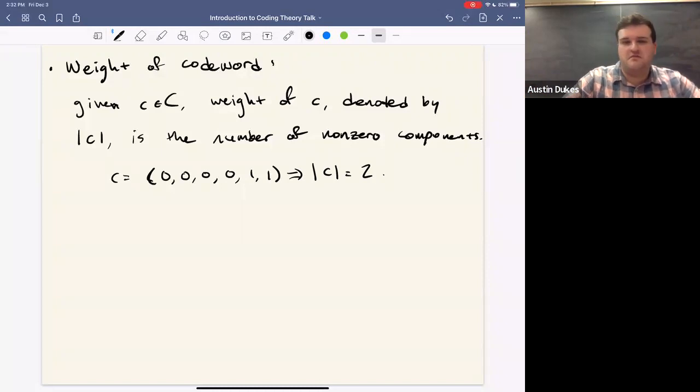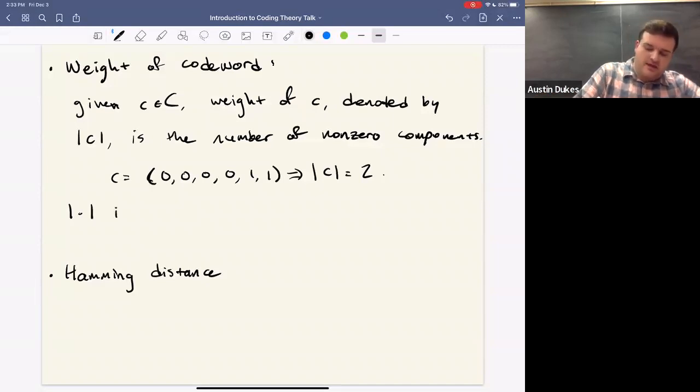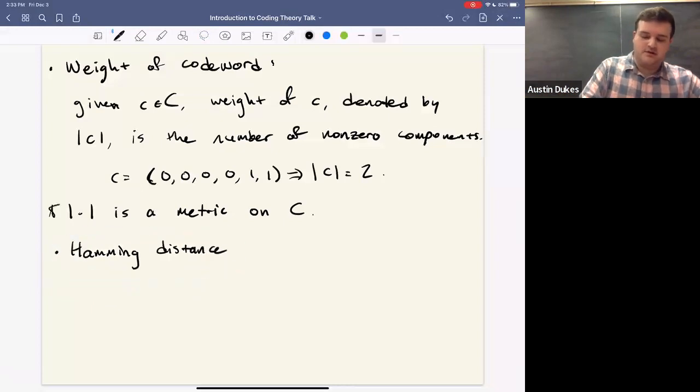And so that's a nice concept, but it lends now to defining a Hamming distance. I should probably mention quickly before I say the word distance that the weight function is a metric on C. Okay, cool. So we'll leave that for a second. We'll come back to it. All right. Put a little star.